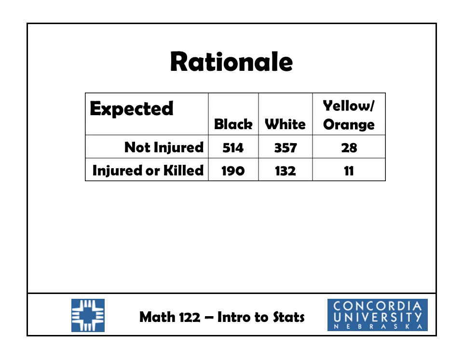and I have this table of expected values. You see there at the column labeled black and the row labeled injured or killed, we have 190. That's where our calculation goes. We do similar calculations for all those other cells. So we have this table of expected values.